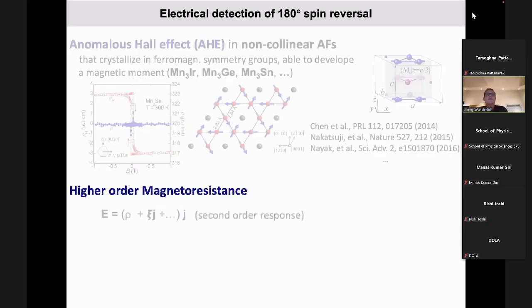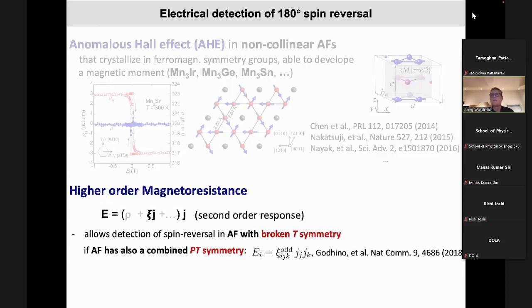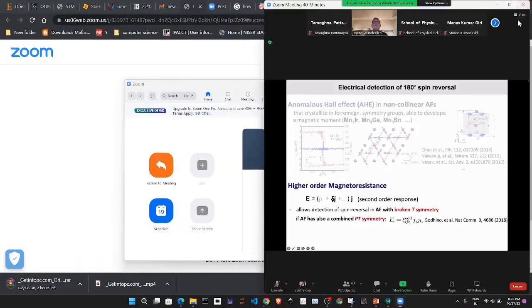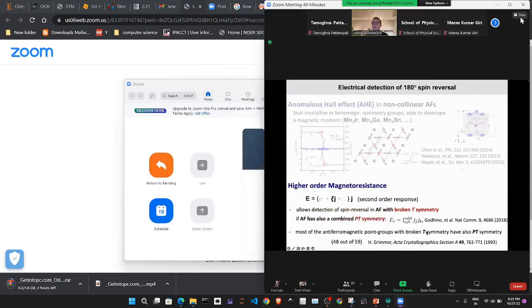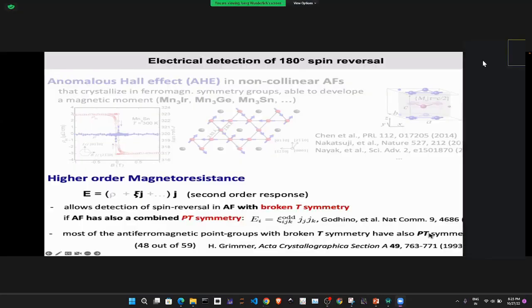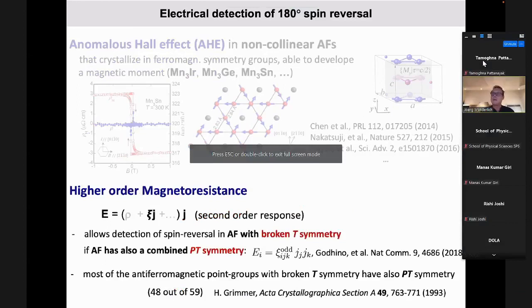Well, let's look at higher order magnetoresistance, actually a second order response. And indeed, as one can figure out in this publication from Joao Godinho, in antiferromagnets which have a broken T symmetry, but also a combined PT symmetry, this second order coefficient is allowed, at least by symmetry. And interestingly, most of the antiferromagnetic point groups which have a broken T symmetry also have a PT symmetry. So this is very good because we will have a lot of material systems which show this property.